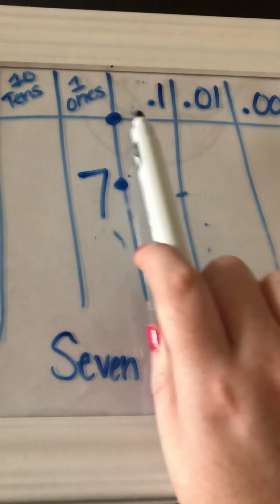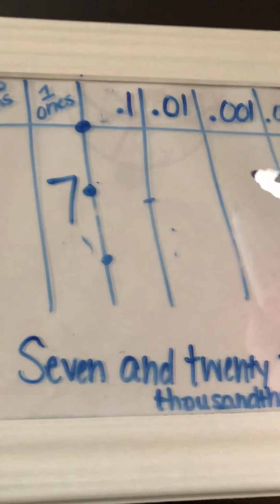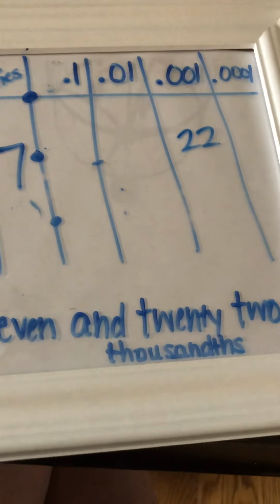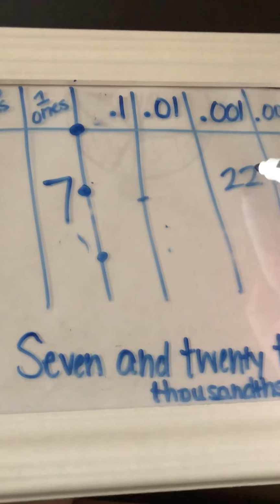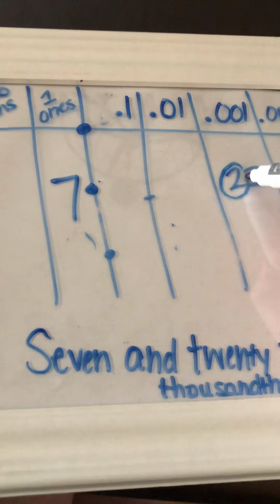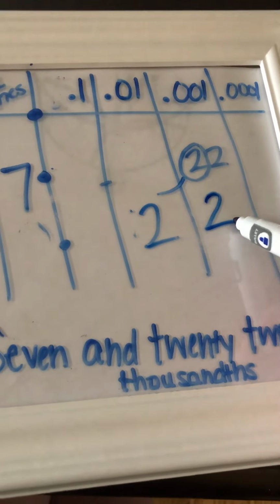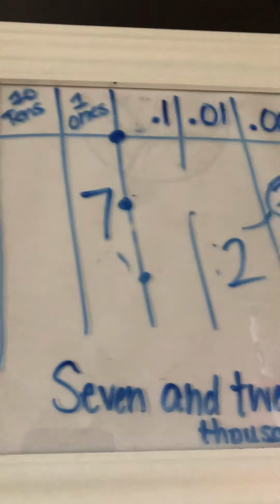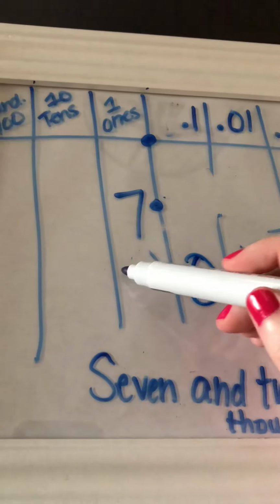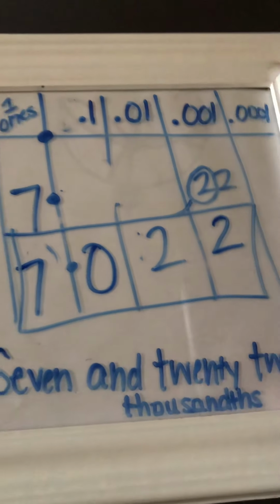So again, you skip the ones column, it's tenths, hundredths, thousandths. So 22 thousandths. Now we know if we have more than 10, I tell them to box them up and ship them out. So I'm going to box up the 20 and I'm going to ship it out. That leaves a 2 here. And they know if we don't have anything in this column that we need a 0 as a placeholder. And then you can just move your 7 down. So now it reads 7 and 22 thousandths.